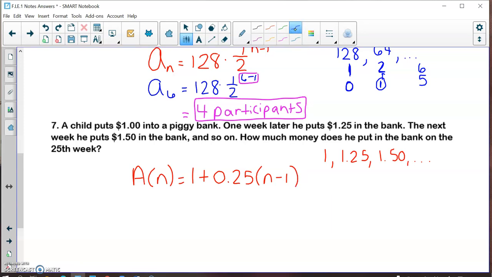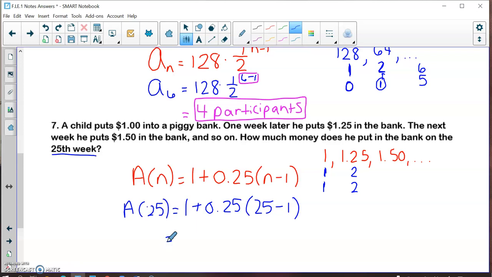Well, all right, term 1 was week 1. Term 2 was after the first week, which means the 2nd term. So the term number is matching the week number, so if we want the 25th week, we're going to put 25 in. And typing this into my calculator, we get $7. That brings us to the end of this lesson.